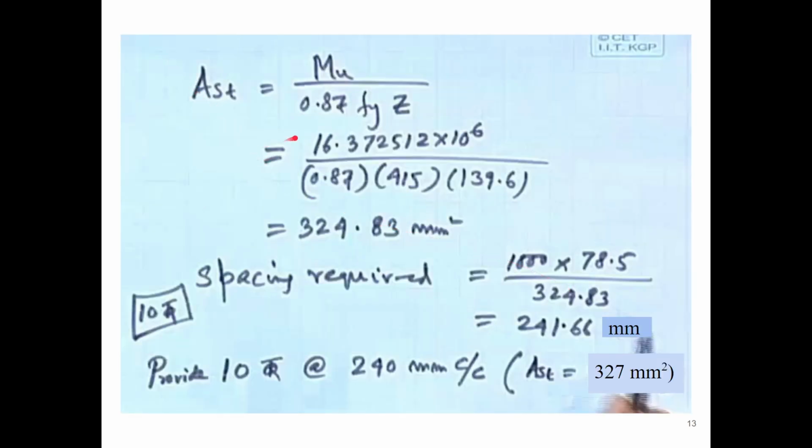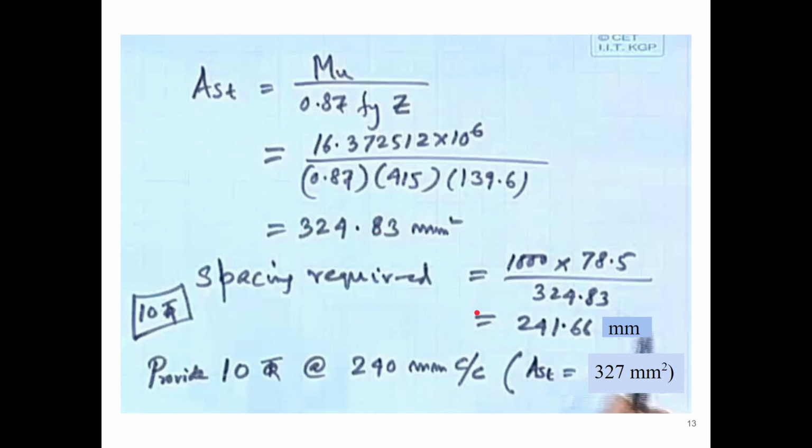So the Ast value comes to be, again with the same formula, Ast equal to Mu by 0.87 Fy Z. As I told you, Mu is 16.372512 into 10 to the power 6, Fy is 415, Z is 139.6. Substituting the values, Ast is 324.83 millimeter square.